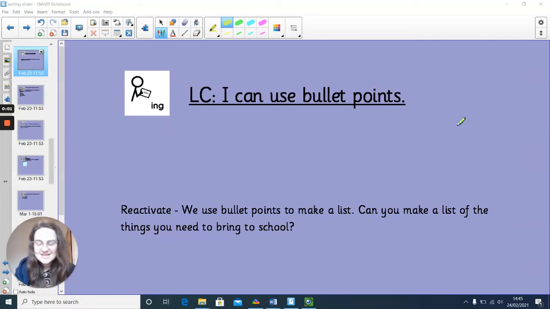Hi everybody! In today's writing lesson we are learning to use bullet points. Bullet points are a type of punctuation that we use to make a list. In the context of our instructions, we're going to use them to list what we will need to do something. So things that we will need in order to do the thing that we are telling the people how to do in our instructions.